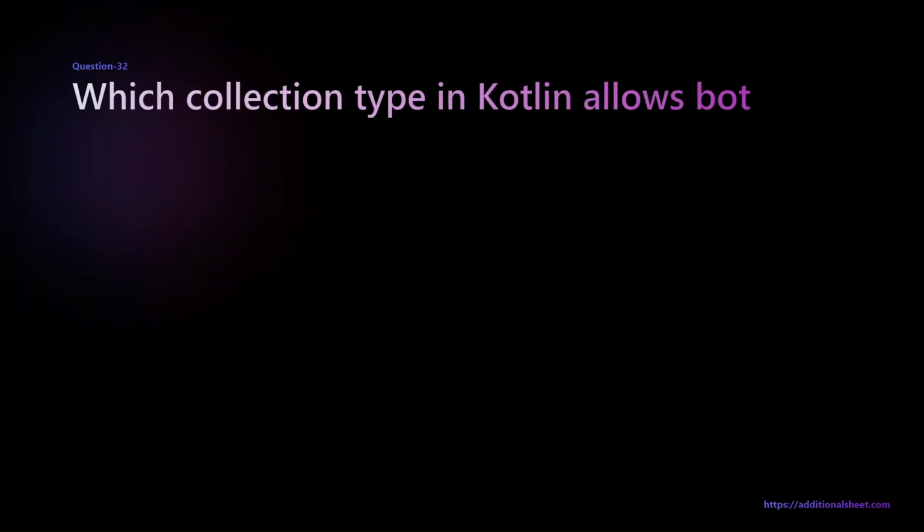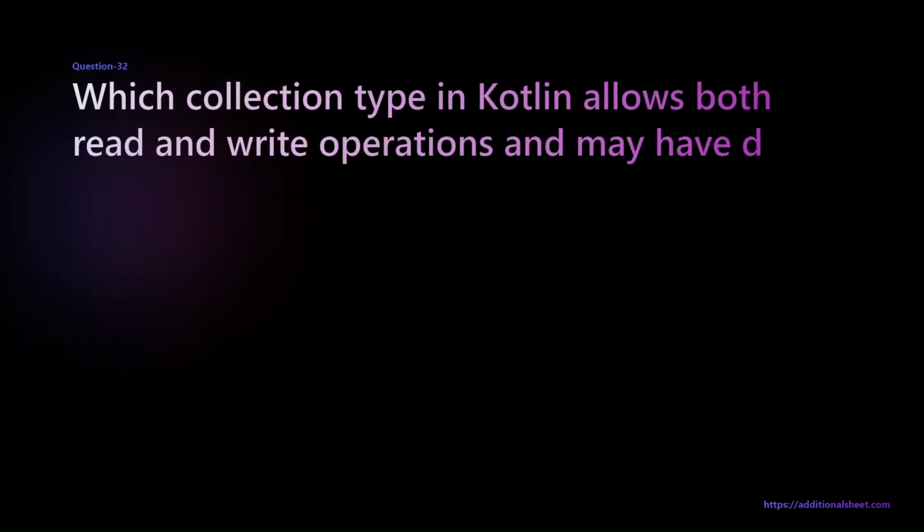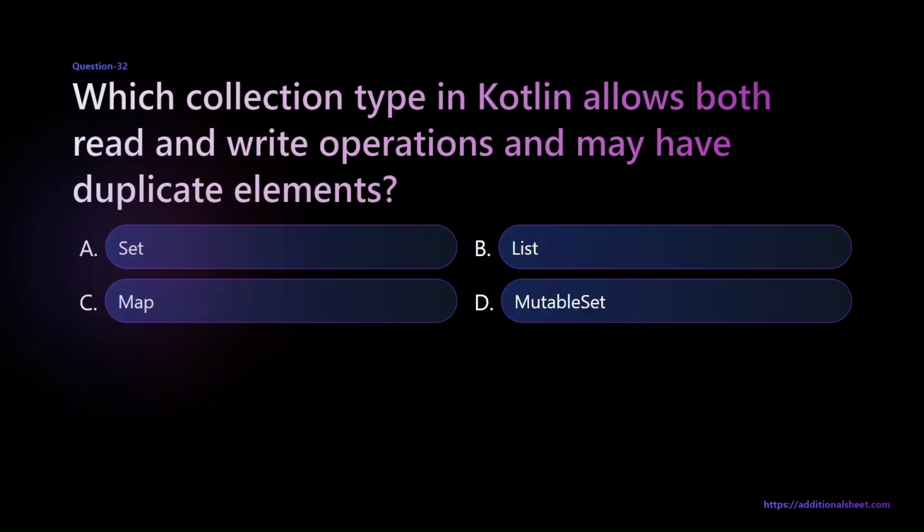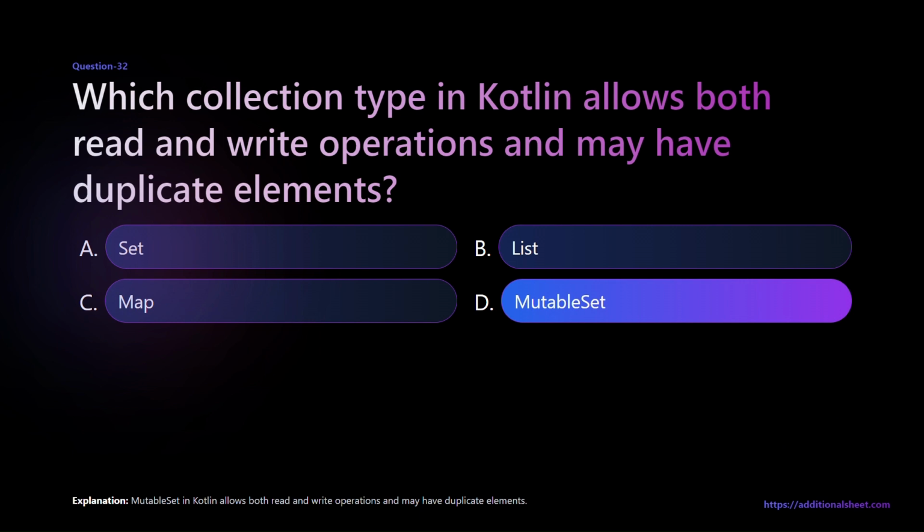Which collection type in Kotlin allows both read and write operations and may have duplicate elements? Option A, set. Option B, list. Option C, map. Option D, mutable set. The correct answer is option D, mutable set.